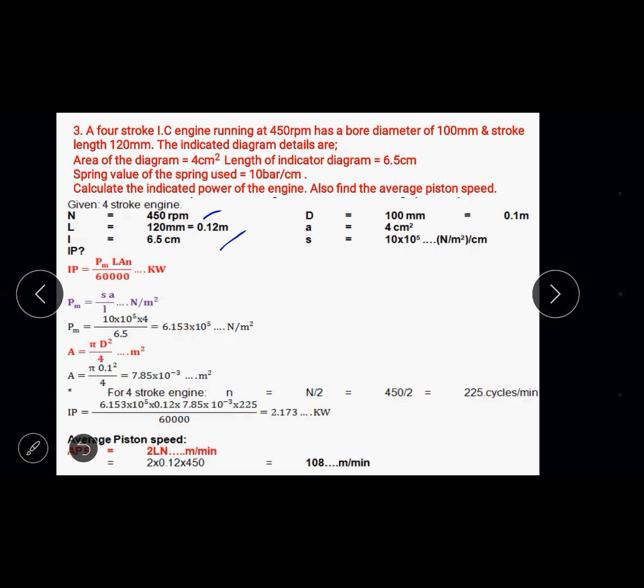And then indicated diagram details are given. Okay, somebody has activated their audio. Somebody has joined the class without muting the audio. Please mute the audio.